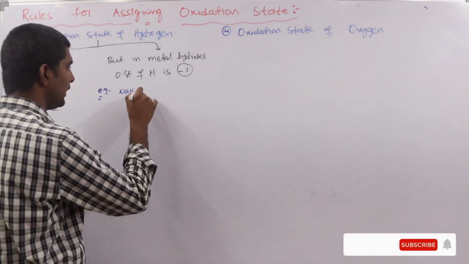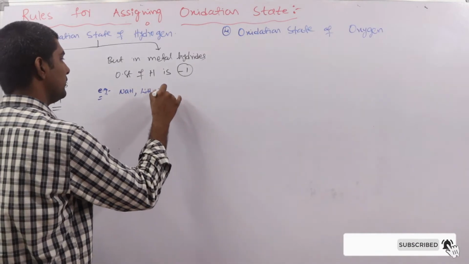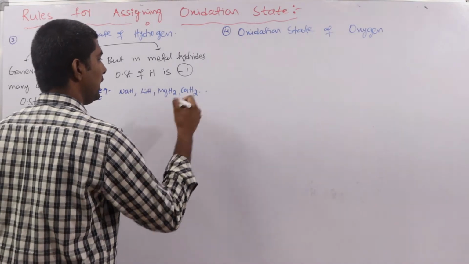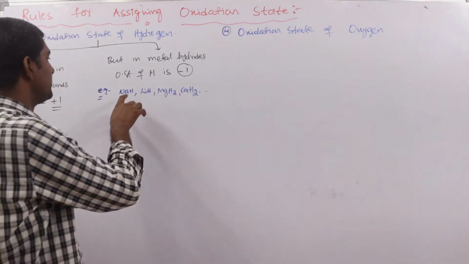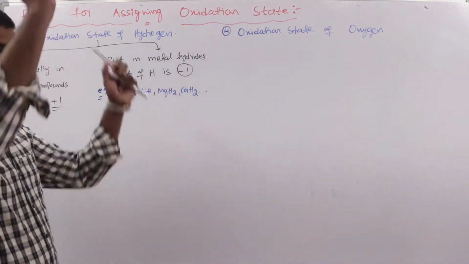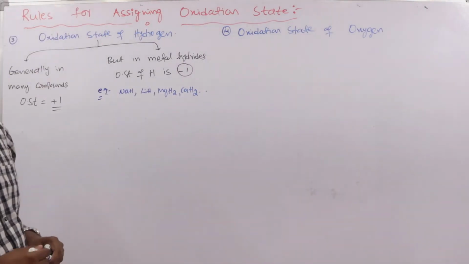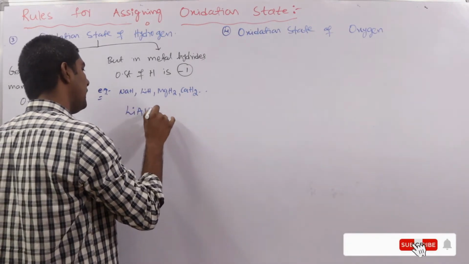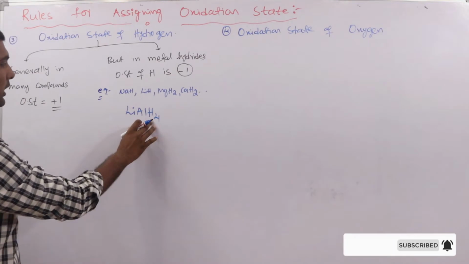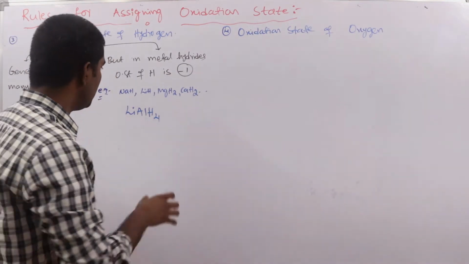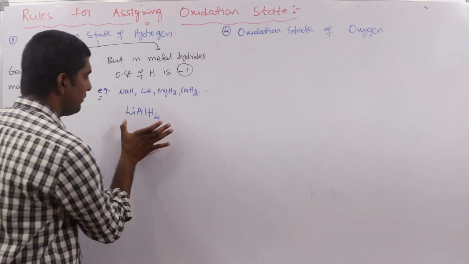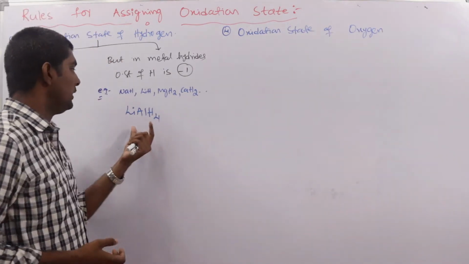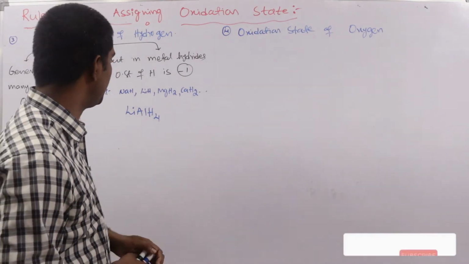NaH, LiH, MgH2, CaH2, like this. In metal hydrides, the hydrogen oxidation state is -1. Another example is lithium aluminum hydride. Here also the oxidation state of hydrogen is -1 only. This is one of the best reducing agents that we use. We discussed lithium aluminum hydride extensively in organic chemistry.